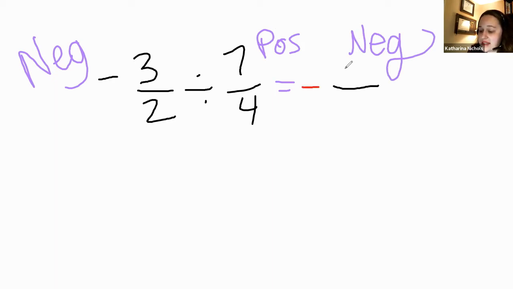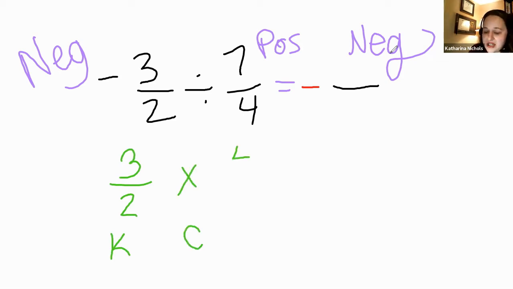Now I'll follow my steps for dividing fractions. I'll keep my first fraction the same, change my operation from division to multiplication, and flip my second fraction. So this problem turns into 3/2 times 4/7.